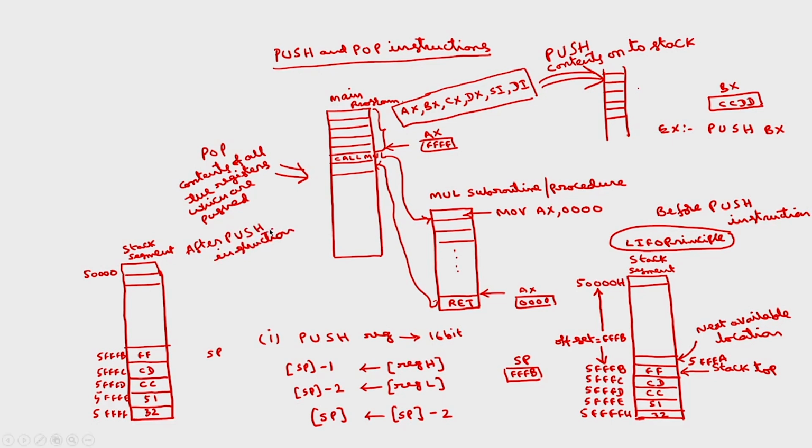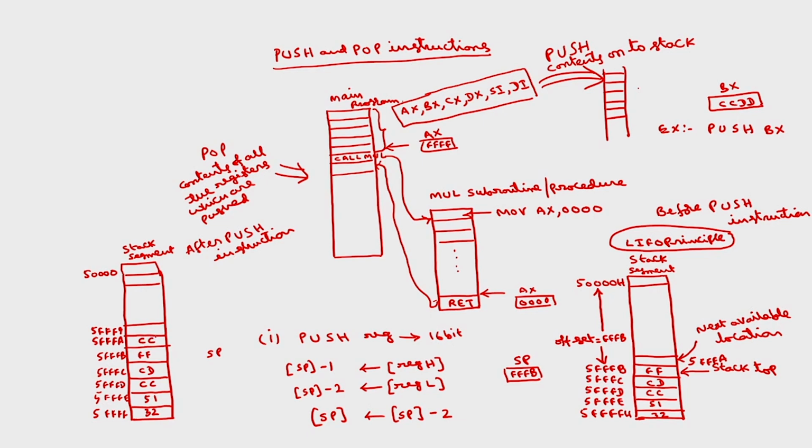According to this operation, the higher order 8 bits of the BX register, the example I have given is push BX with CC, will be transferred to the contents of SP minus 1. Here SP is FFFB, so SP minus 1 becomes FFFA. So this is 5FFFA, and this will be 5FFF9. After 9, A will be there, 10 is A. So this CC will be transferred here.